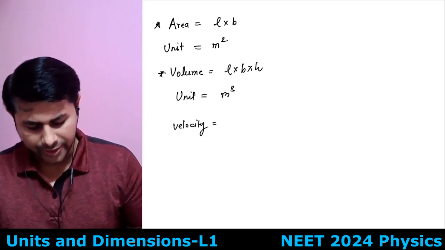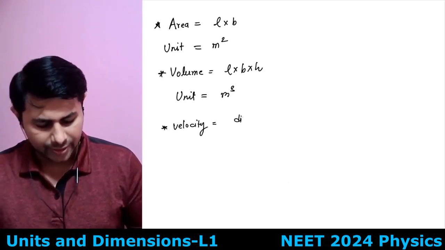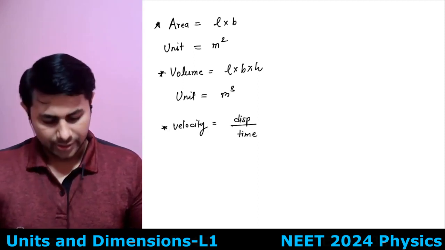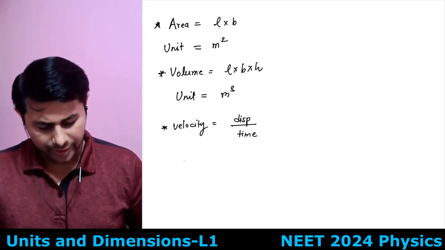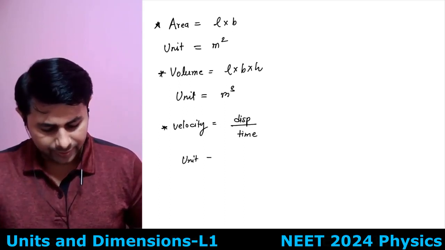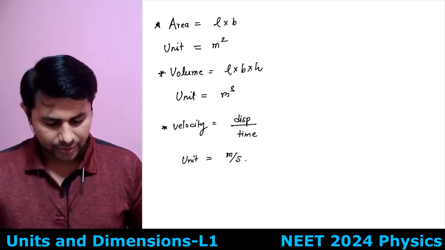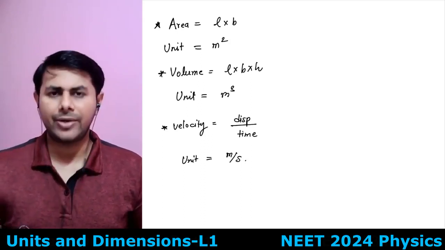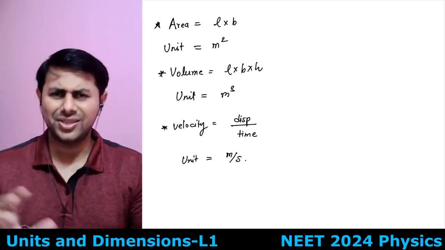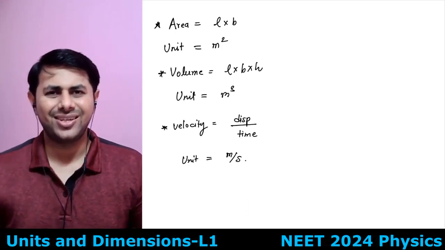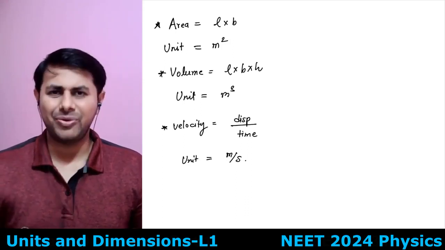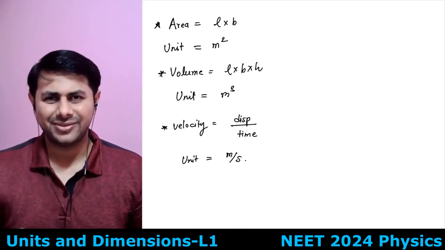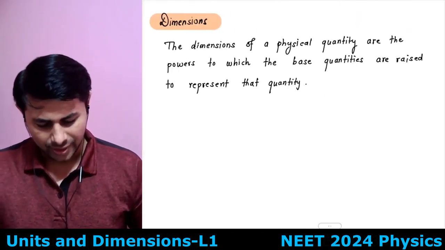Okay. What is velocity? It is displacement over time. So the unit will be meter per second. All right. So provided we know the formula, we can find out the units. These are very simple cases. There will be some complicated cases also, but if we know the formula, we can find out units. Okay, there is no issue.